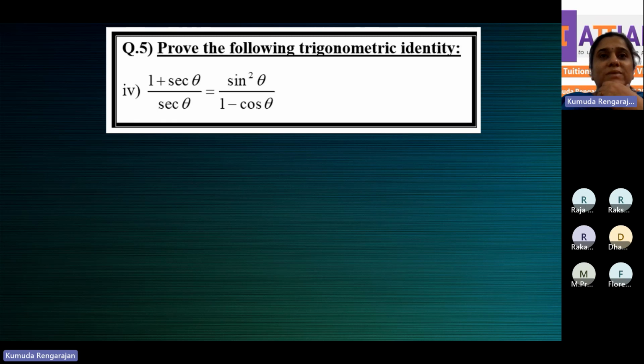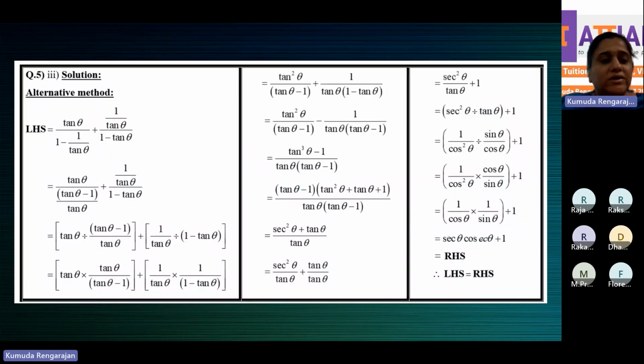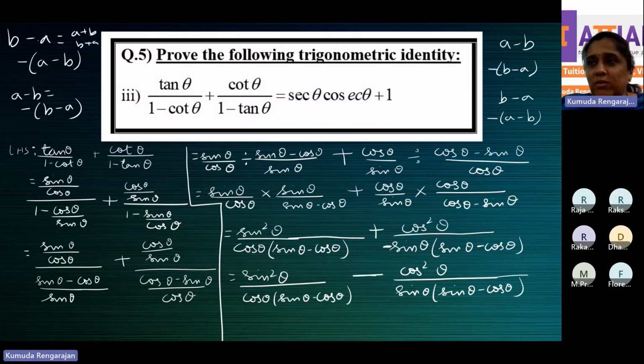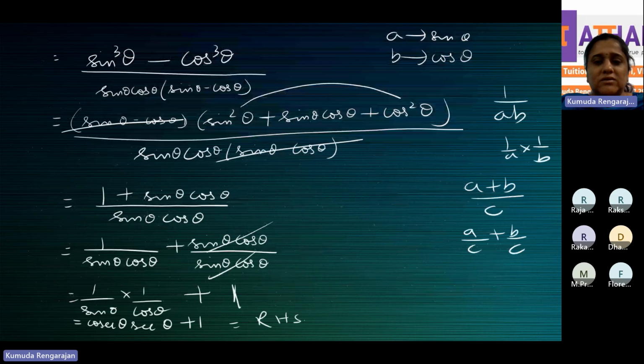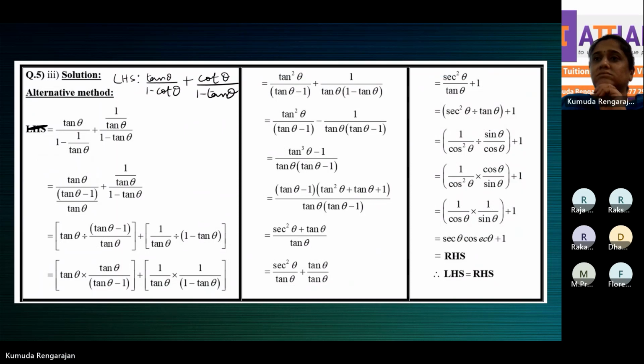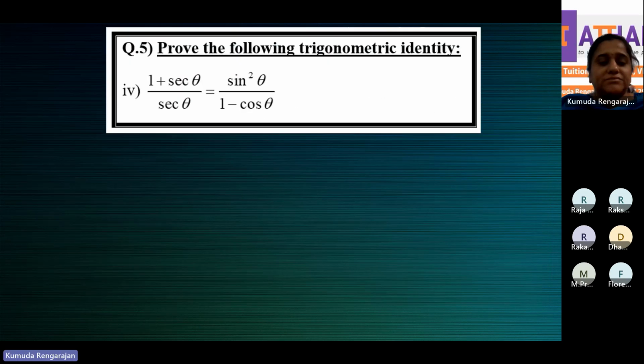1 plus secant theta by secant theta. We just finished this, children. We did this one in two methods. Tan theta by 1 minus cot theta plus cot theta by 1 minus tan theta is equal to secant theta, cosecant theta plus 1. We did this in two ways. You can try one more method. What is that? Changing tan to 1 by cot and having cot as it is. Similar procedure it will be. You will not have any trouble. It will just be like this one. Okay, you can try that.